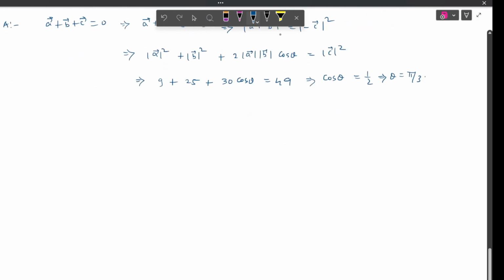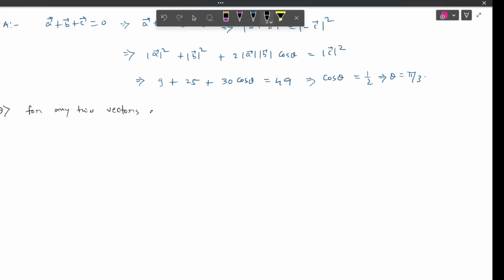Now, let us see our next question. For any two vectors A and B, prove that mod of A plus B is less than or equal to mod of A plus mod of B. This is known as triangle inequality. So let's see the solution.